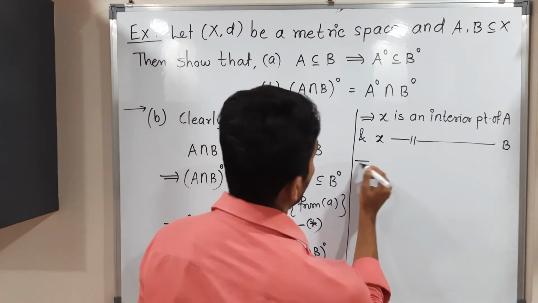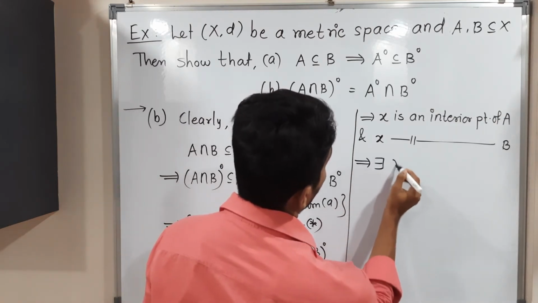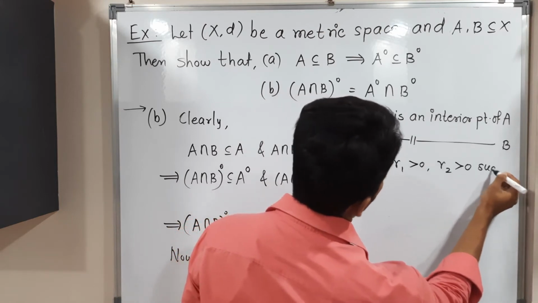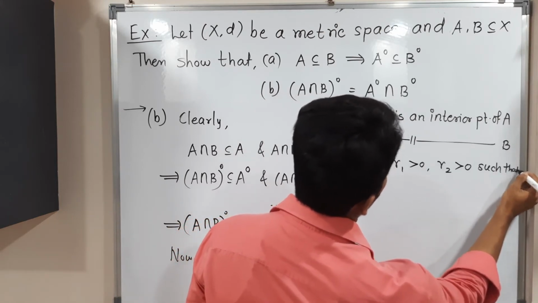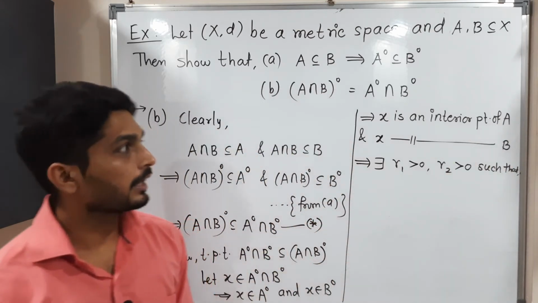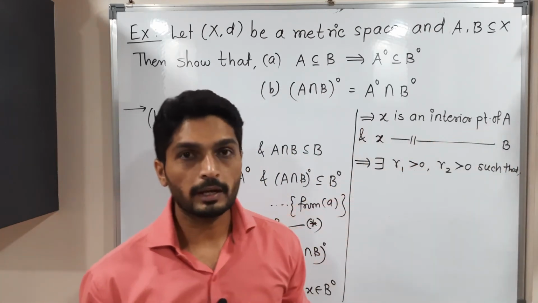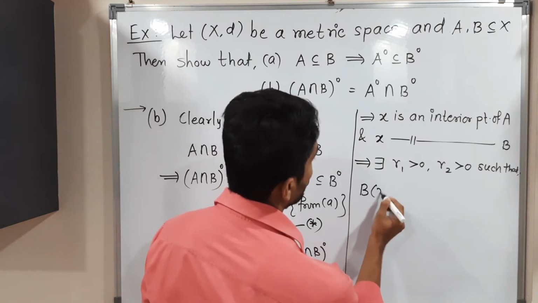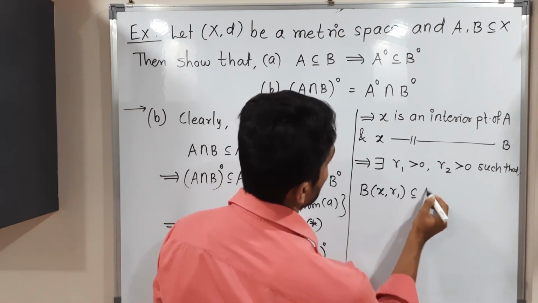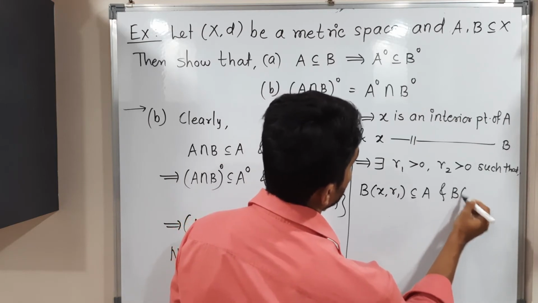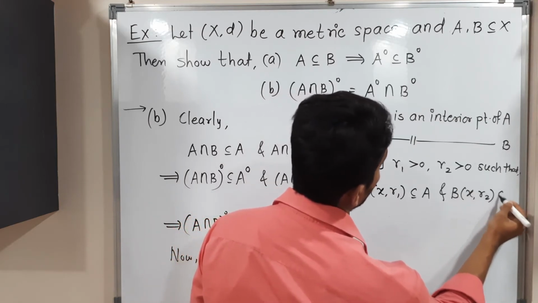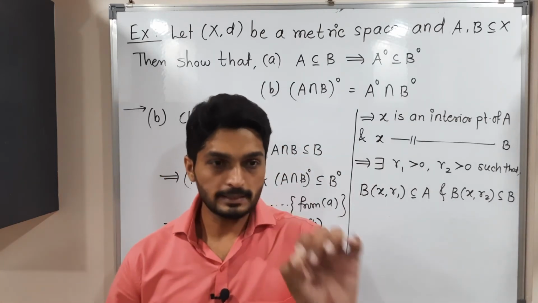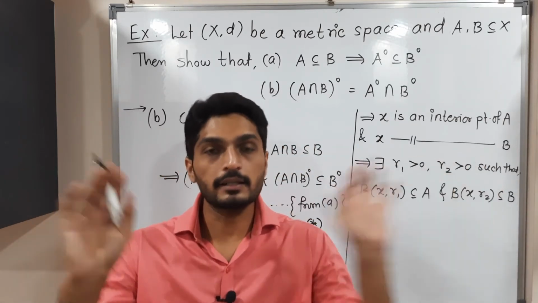So by definition of interior point, there exists R1 greater than 0, R2 greater than 0 such that, see, I am taking R1 for first definition, that means X is interior point of A. I am taking R2 for B, such that open ball with center X radius R1 is a subset of A and open ball with center X radius R2 is a subset of B. Getting? See, both of them have the same center X, just radius are different.